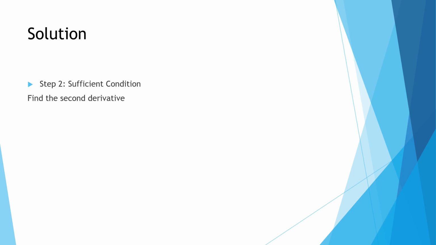So the first derivative was 60x raised to 4 minus 180x cube plus 120x square. That was the first derivative. From that we're going to find the second derivative now. So the second derivative will be equal to 240x cubed minus 540x square plus 240x. So this is your second derivative.